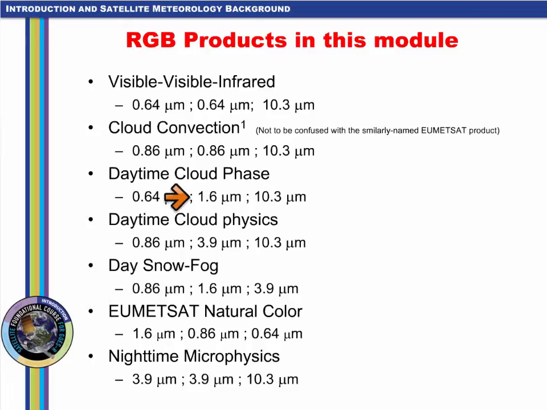1.6 microns, or the ice channel, is used to differentiate between, for example, clouds composed of water droplets and ice crystals. 0.64 microns highlights what visible data show. 3.9 micron and 10.3 micron give temperatures. All of these are used to provide different color information in the RGB. If reflective channels are used, the product is useful only during the day.